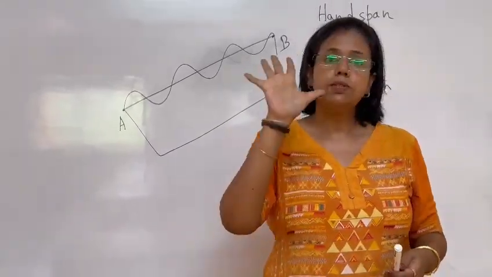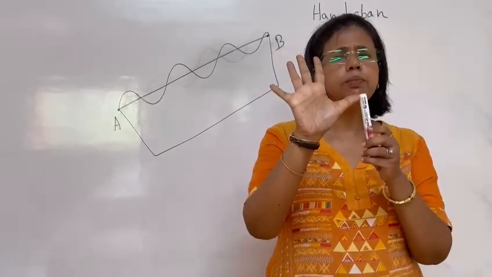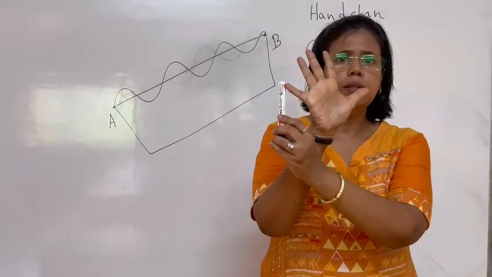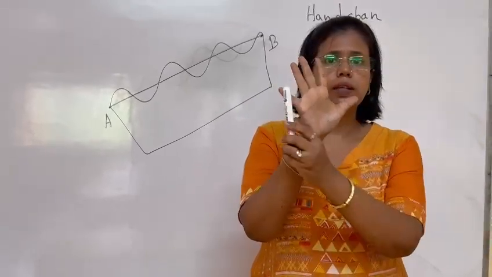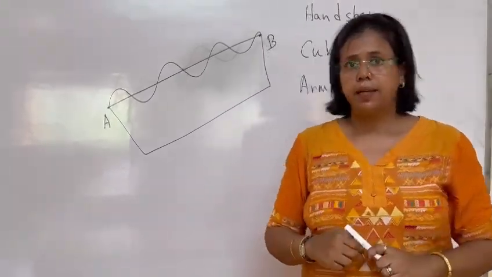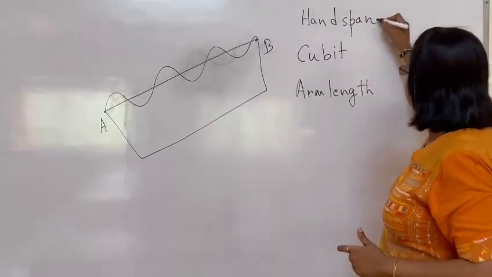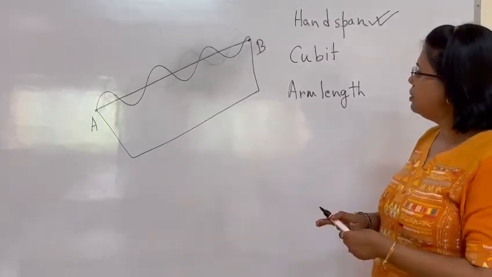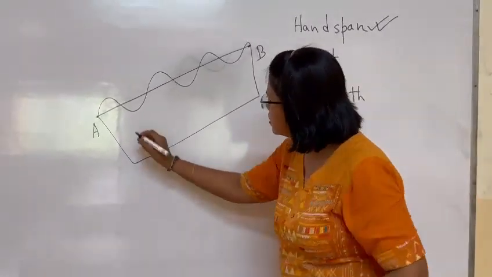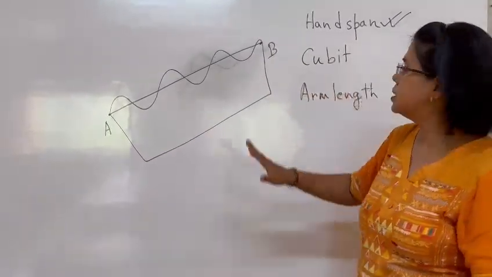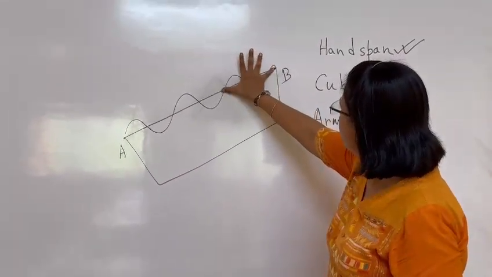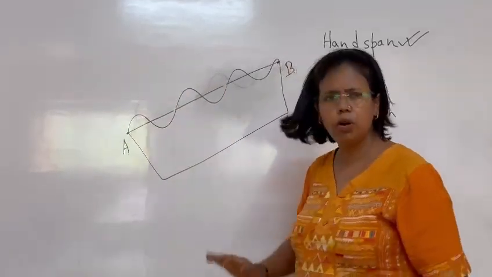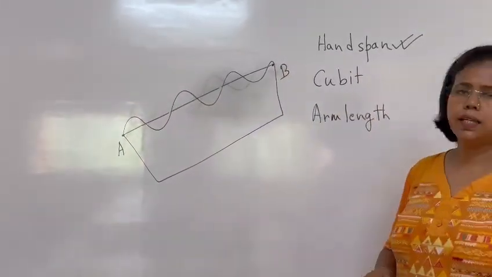When we stretch our palm from the tip of our thumb to the tip of our little finger, it is called the hand span, and this is for smaller lengths. If we want to measure this straight line distance from A to B, how much is it? 1 hand span, 2 hand span and 3 hand span, almost. So it is 3 hand spans.